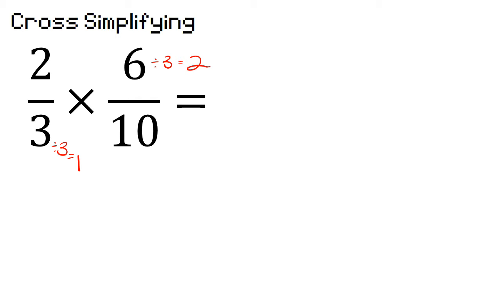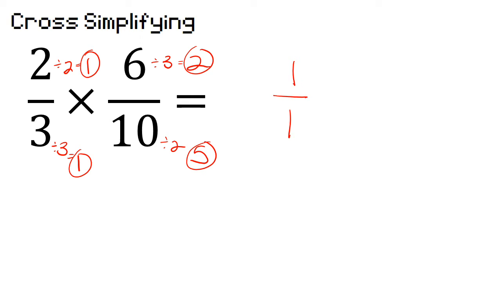If we cross-simplify the numerator of 2 and the denominator of 10, we know that our greatest common factor is 2. So 2 divided by 2 is 1, and 10 divided by 2 is 5. If we rewrite our fractions, we could say that 2/3 times 6/10 is the same as 1/1 times 2/5.